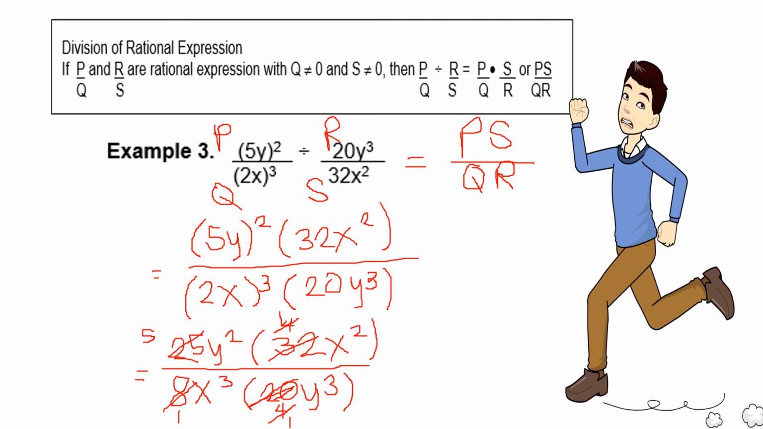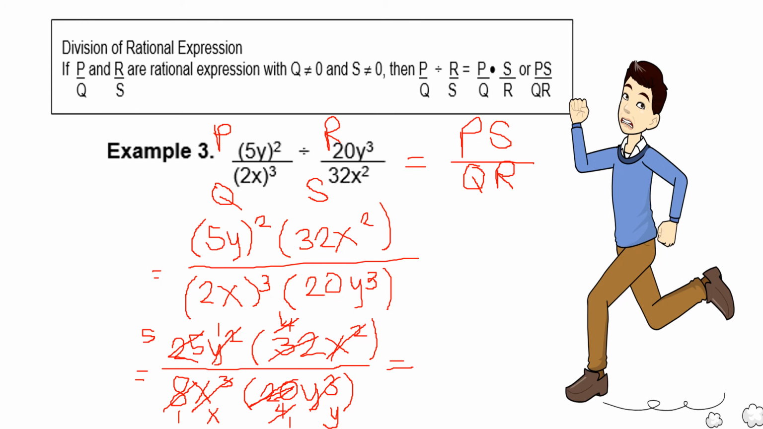Next sa ating variable y squared, merong y cubed sa baba. So, subtract natin ang exponent, magiging y sa baba kasi negative. So, 2 minus 3 is negative 1. Negative yung ating exponent, ilalagay natin sa denominator. Magiging 1 over y to the first power. Kaya siya nasa baba. Next, x squared and x cubed sa baba. So, sa baba ulit may x to the first power.